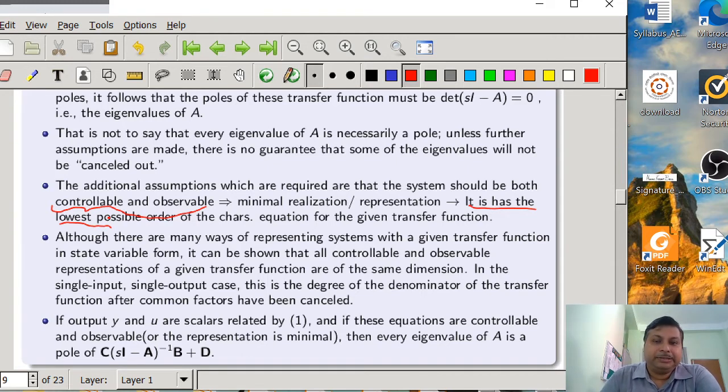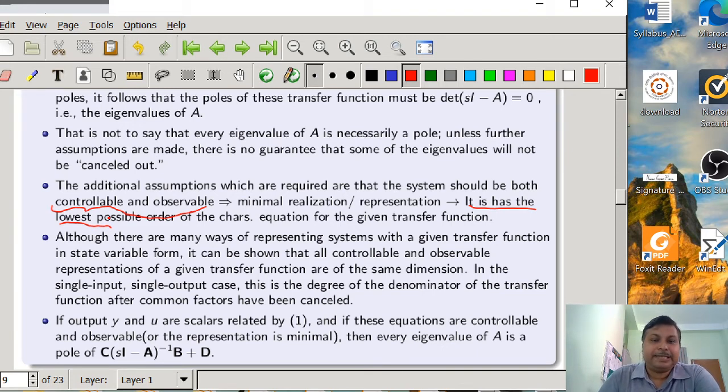When we create different representations or realizations from the transfer function, all the models have the same dimension only if you guarantee that all the models are both controllable and observable. Equivalently, all the realizations are minimal. So in a single input single output case, this is the degree of the denominator of the transfer function after common factors have been cancelled. The dimension of the A matrix will match the degree of the denominator of the transfer function, that is the characteristic equation, only if all the pole-zero cancellations have been done.